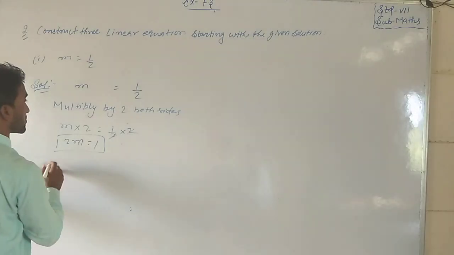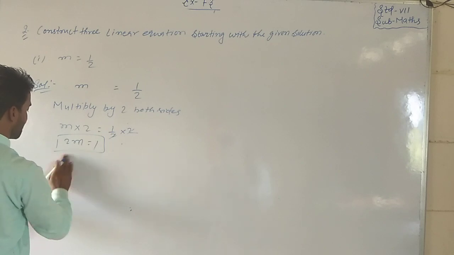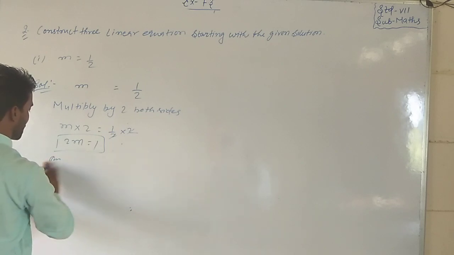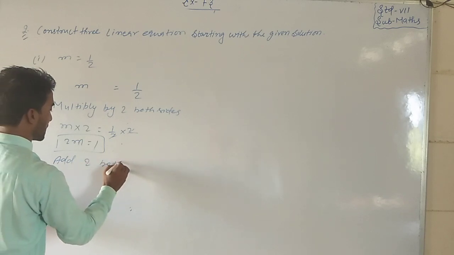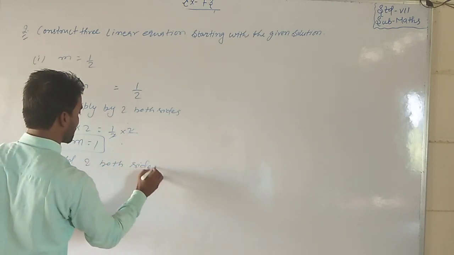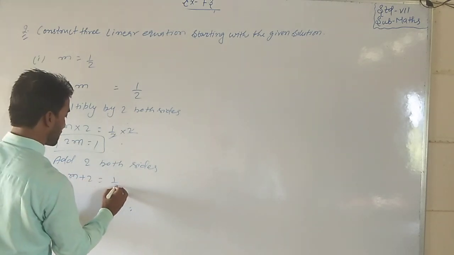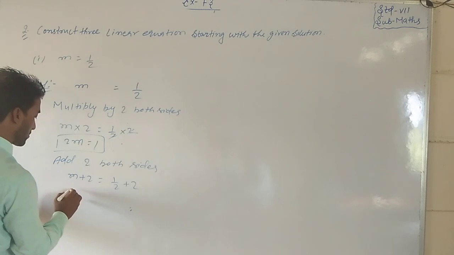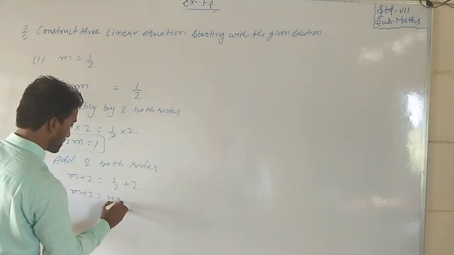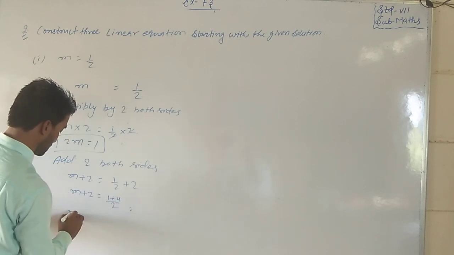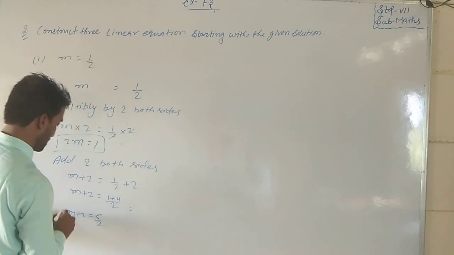See. Next question, what will be there? Add 2 on both sides. What will happen? m plus 2 is equal to 1 by 2 plus 2. m plus 2 is equal to 1 plus 4 by 2. m plus 2 is equal to 5 by 2.